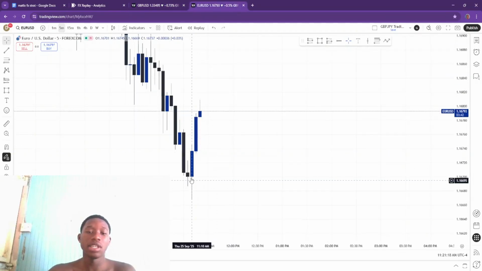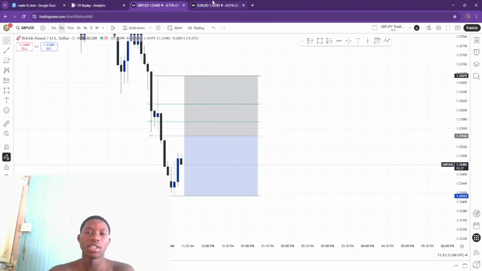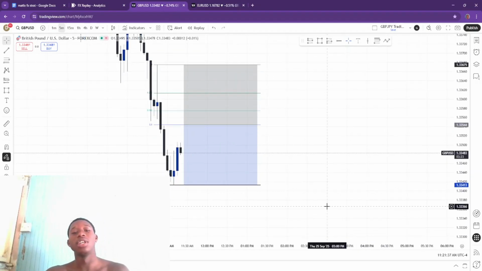Euro USD, it had a FVG tapped in the setup, and what our research showing is win rate with one FVG tapped is 43%, right? So we're not going to take that trade. Simple. We trading based on information that I gathered on GBP USD using that strategy.